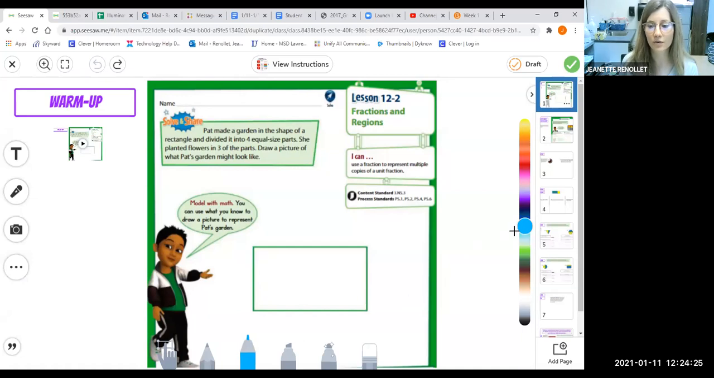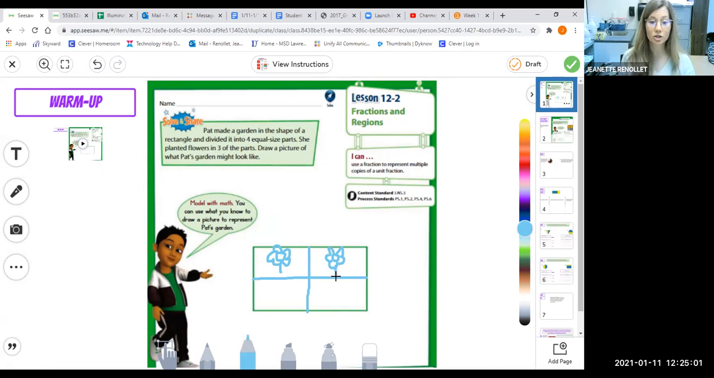Okay, we are going to go over what this would look like. Pat divided the garden into 4 equal-sized parts. So you could partition in 2 different ways. Right now, I would like to partition it like this. Next, it says she planted flowers in 3 of the parts. So there would be flowers in this one, flowers in this one.